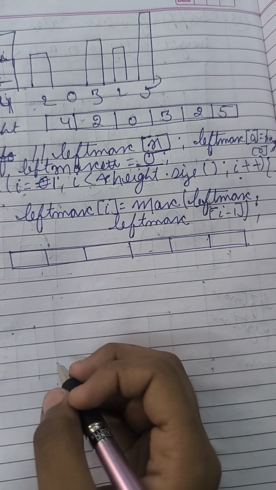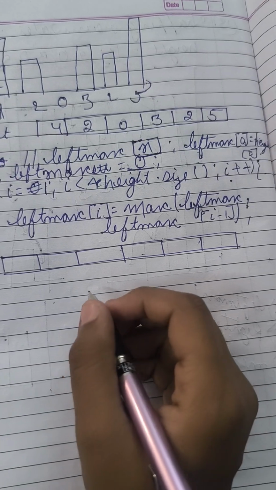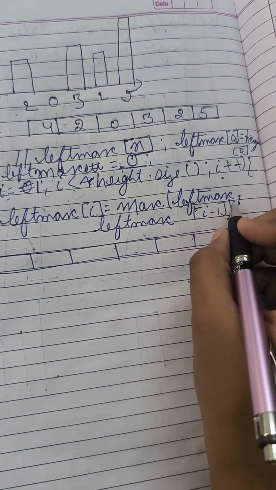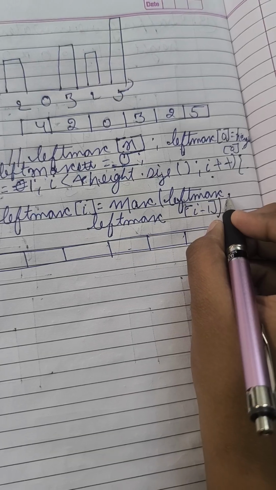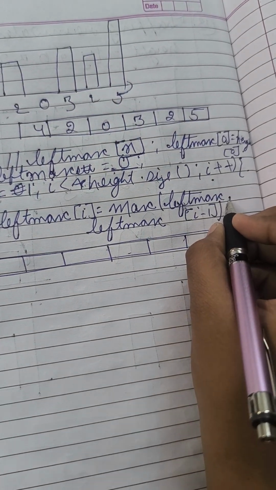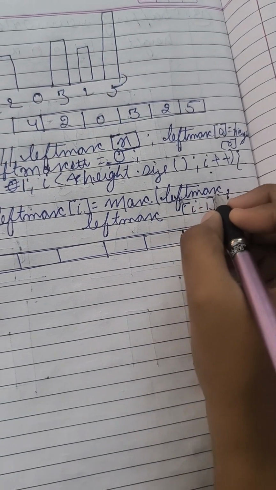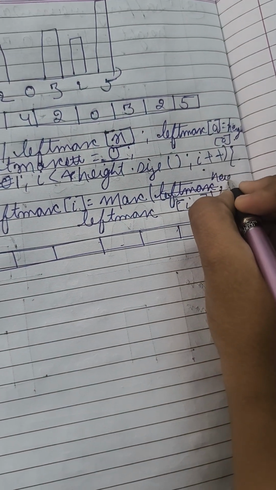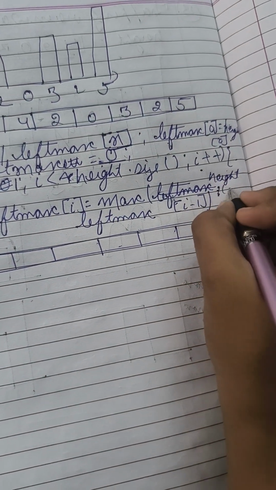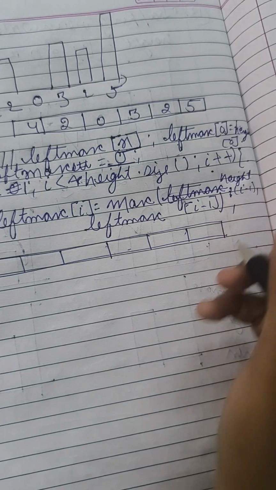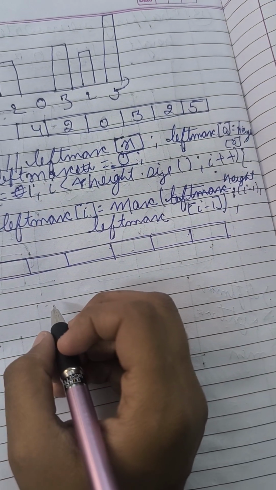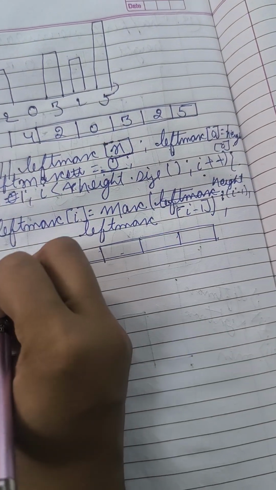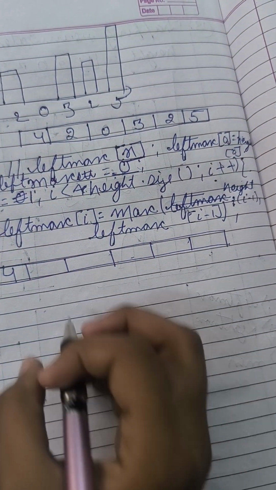Then I am going to take maximum of left max and height of... no, it is not going to be this. Maximum of left max I minus 1 and height I minus 1. I'm so sorry. So see, for the 0th element what will happen, that left max of 0 I have declared as height of 0.